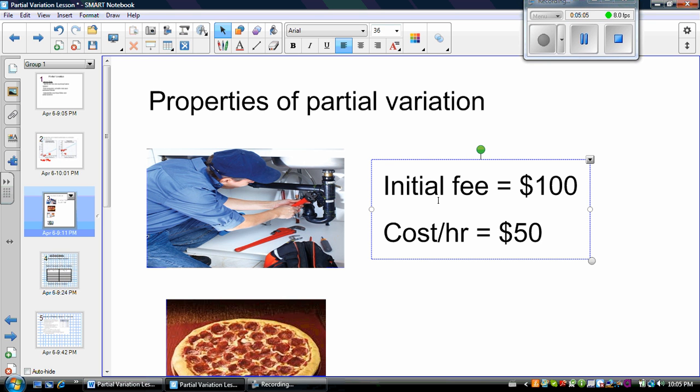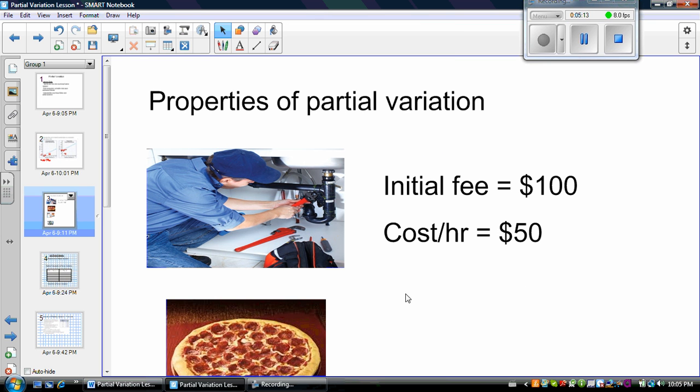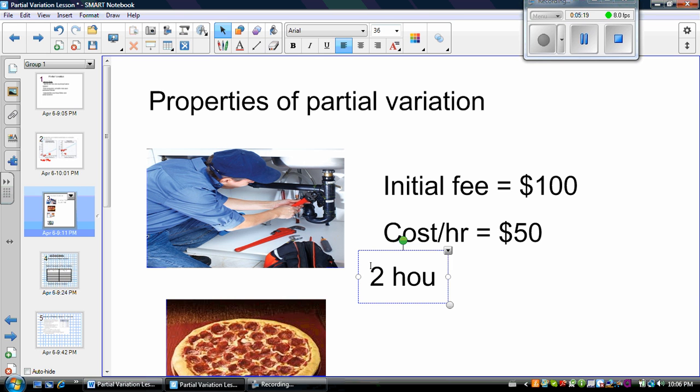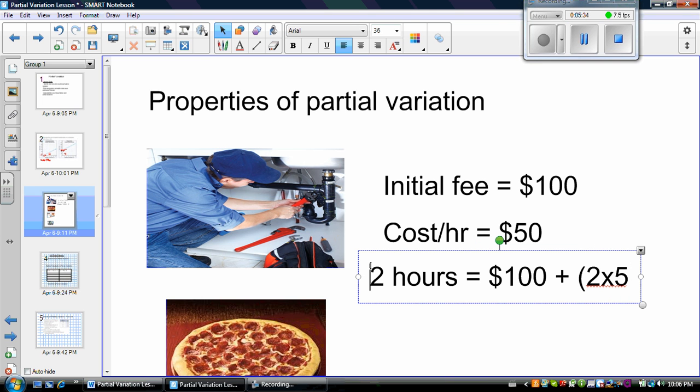If the plumber comes to my house to do a job that takes them 2 hours, that means the cost is going to equal the $100 initial fee plus, let's put this in brackets, 2 times 50.